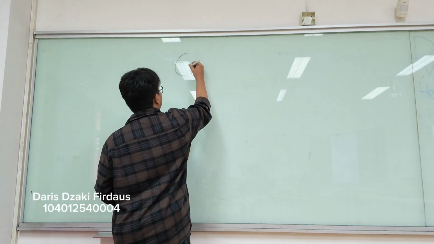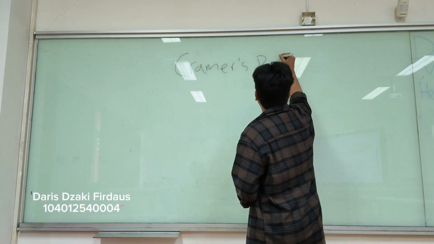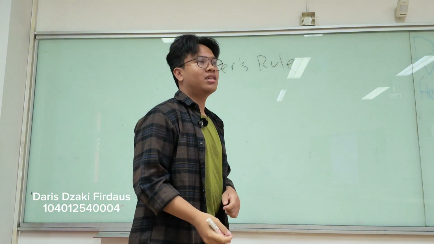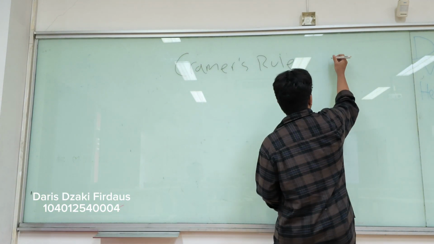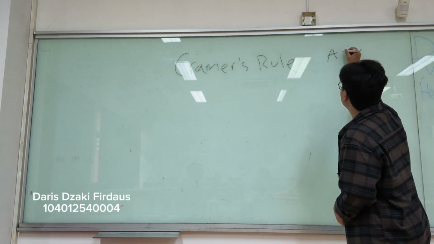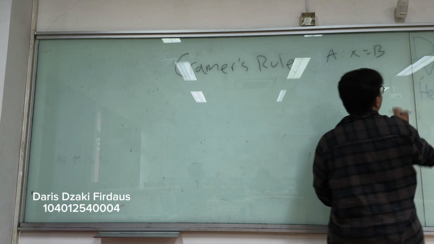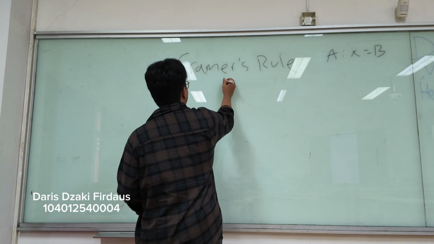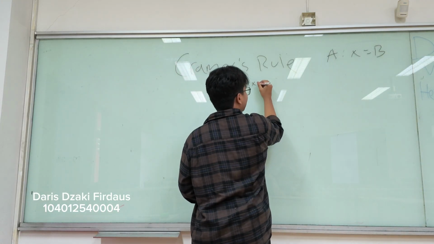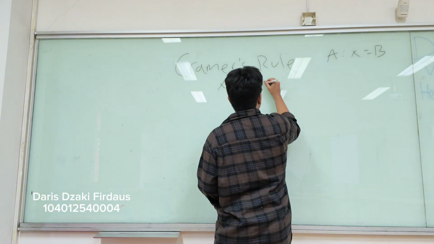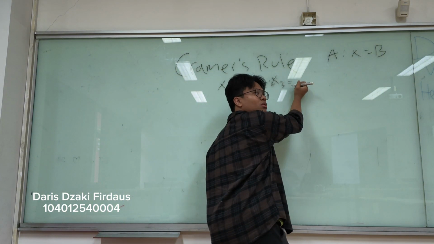Continue into the Cramer's rule. So for this to work, we need a variable, the simplest equation is we need to divide by a times x equal b. So in the equation we have x1 plus 4x2 plus x3 equal to minus 1.